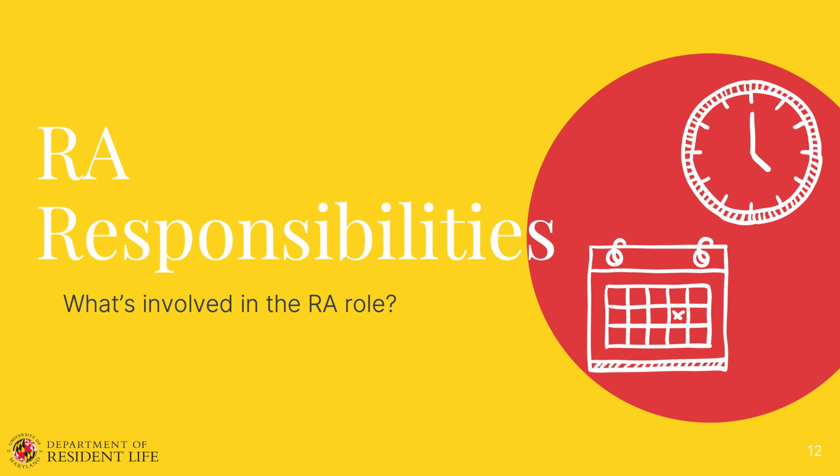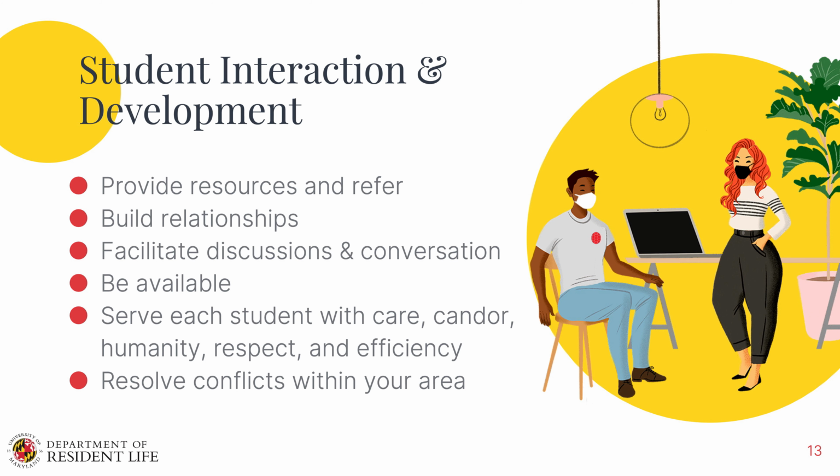Now that we've talked a bit about the benefits and time commitments of the RA role, let's also look at the responsibilities of an RA. There are 4 main pillars of RA responsibility, and we'll go through them one by one. A significant part of the RA role is centered on student interaction. You'll build relationships with your residents and help them get connected to your area and the larger university. You'll serve both as a conflict mediator and a conversation facilitator. Many RAs have said that the student and community elements of the RA role are the most meaningful and fulfilling.